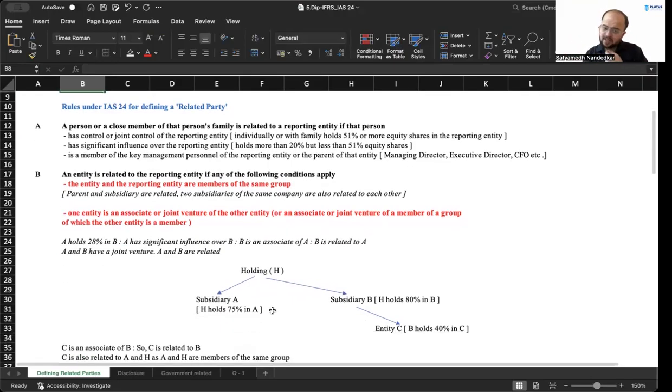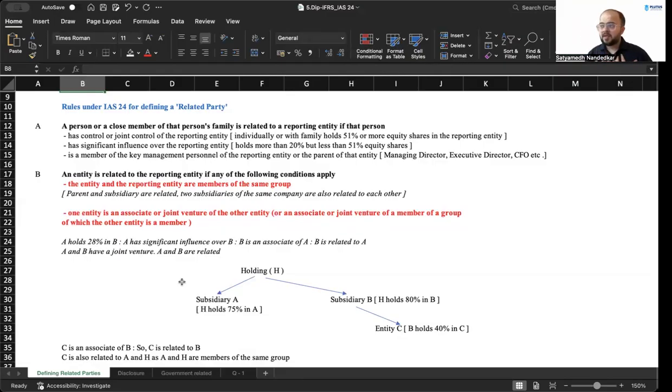Then one entity is an associate or joint venture of the other entity, or an associate or joint venture of a member of a group of which the other entity is a member. A Limited holds 28% in B. A has significant influence over B. B is an associate of A. B is related to A. A and B have a joint venture, then A and B are also related, which means one entity is an associate or joint venture of the other entity.